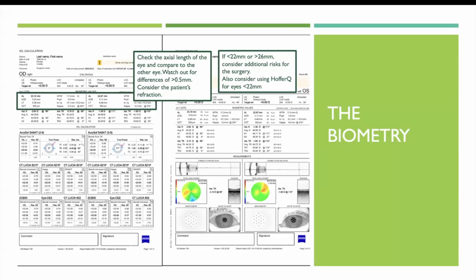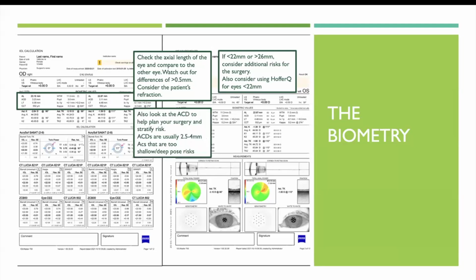But if you, for example, are used to using the SRK/T, then if your eye is less than 22 millimeters, then you ought to be using the Hoffer Q. Whereas if you're using the Barrett Universal II, for example, then usually there's no difference, no matter what the axial length is. I also look at the anterior chamber depth.